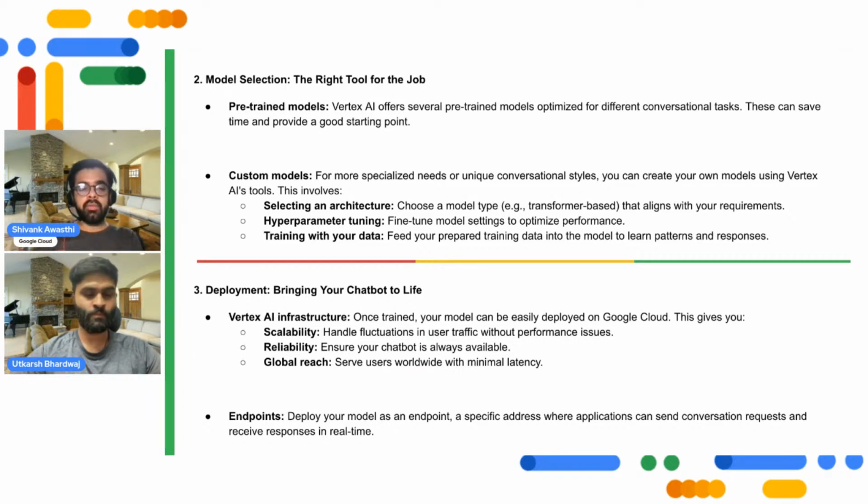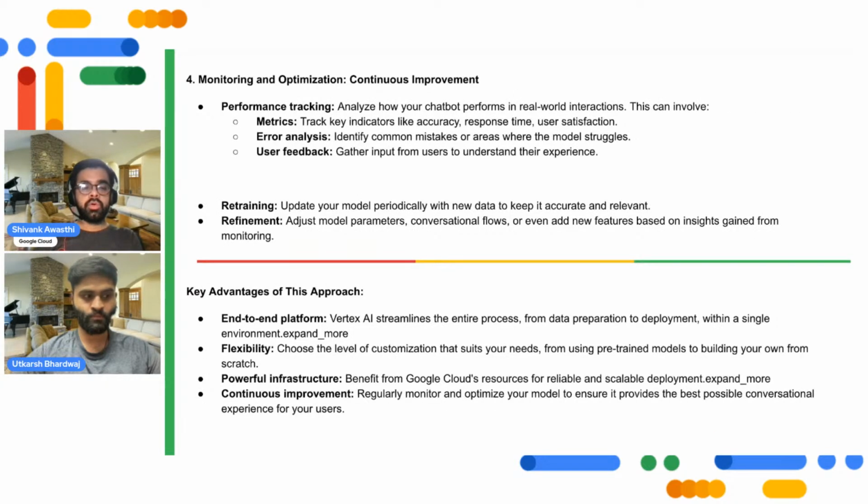Then you get the endpoints on which your model gets deployed, a specific address where applications can send conversation requests and receive responses in real time. The fourth step is monitoring and optimization, which is a continuous improvement process. Performance tracking is key to understanding your chatbot's performance in the real world, and this can involve metrics, error analysis, and user feedback. You need to track key indicators like accuracy, response time, and user satisfaction.